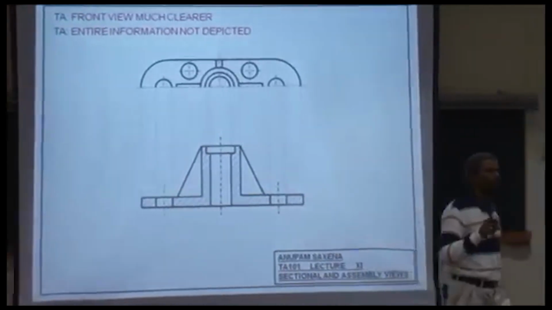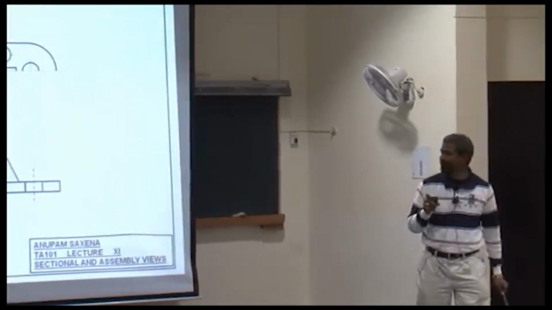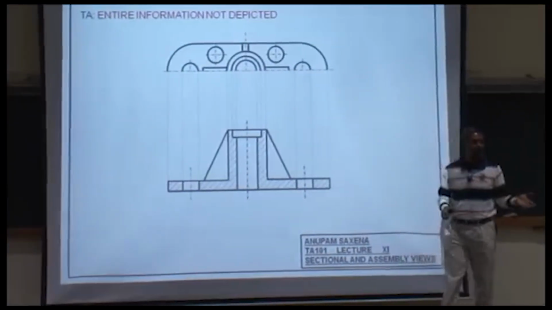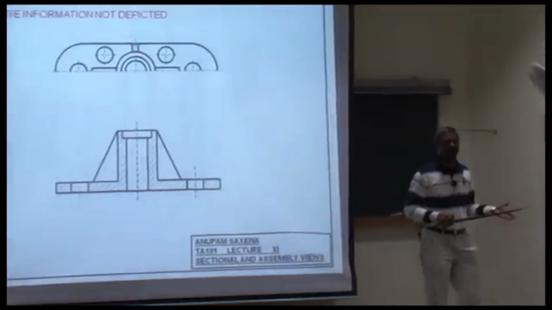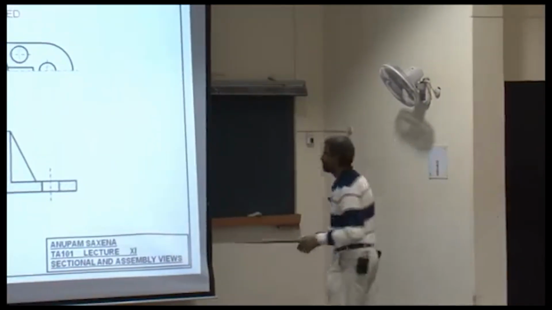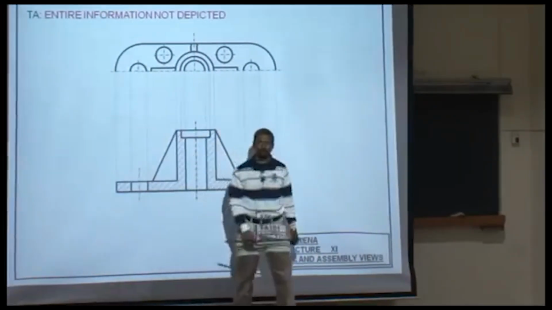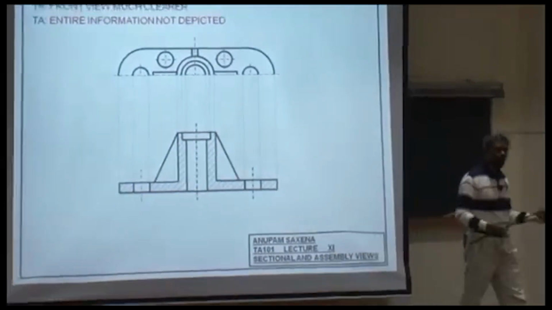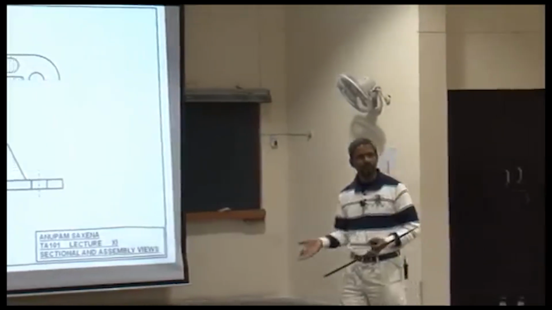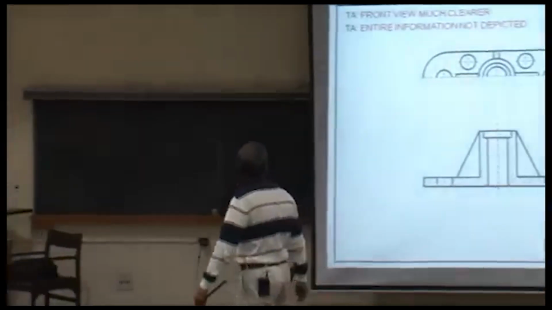So I'm going to be making a statement here. Be careful. Section views are nothing but a trade-off between clarity and information. It's a compromise between clarity and information. If you want more clarity, let go of certain information. If you want less clarity, include as much information as you want. Something to keep in mind.